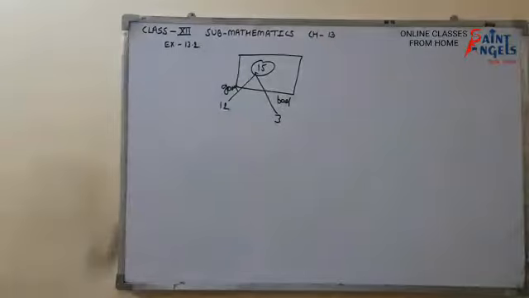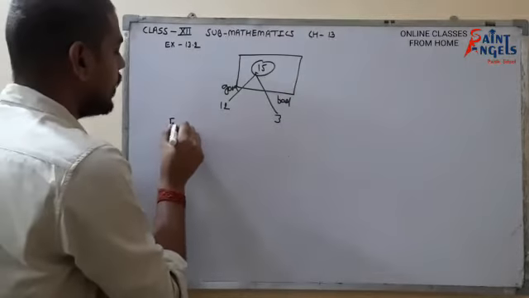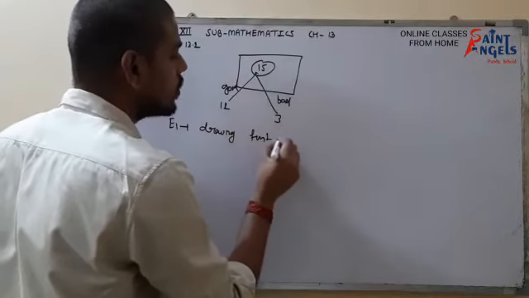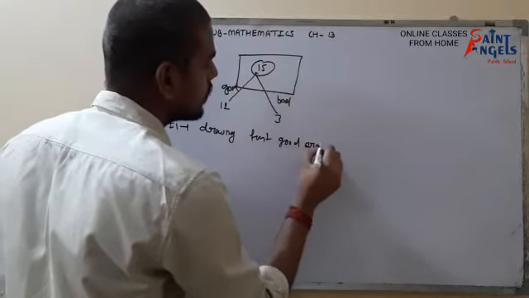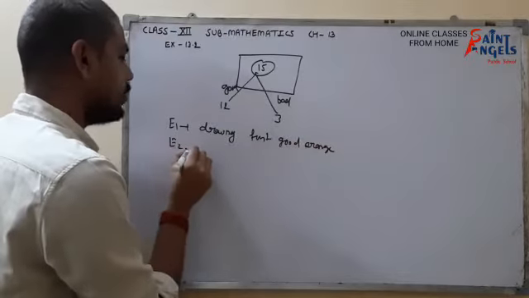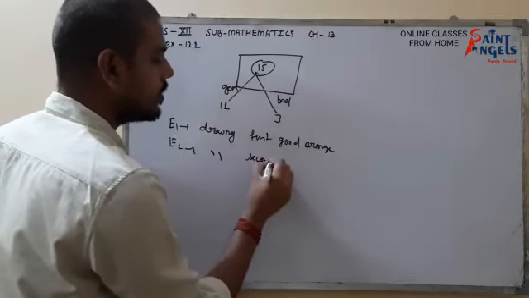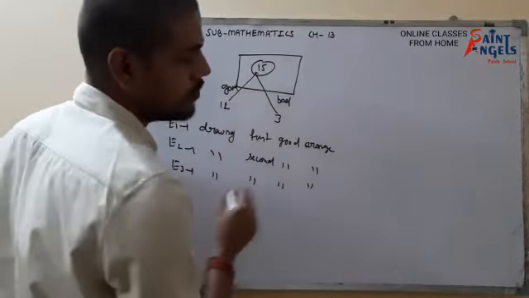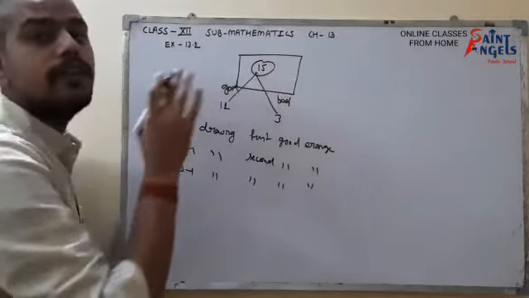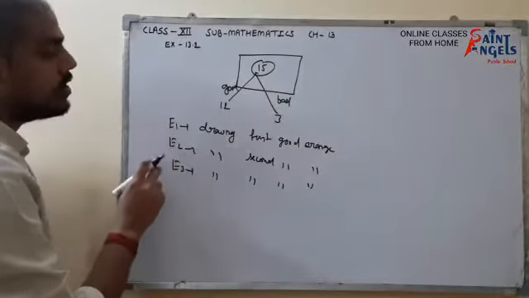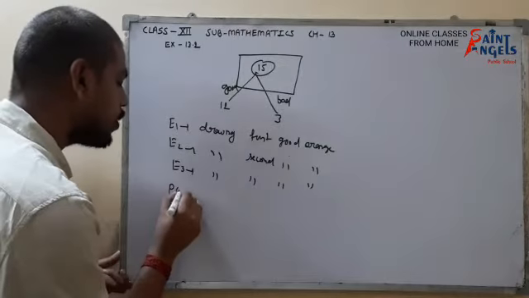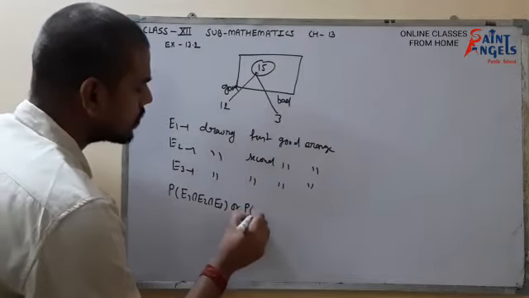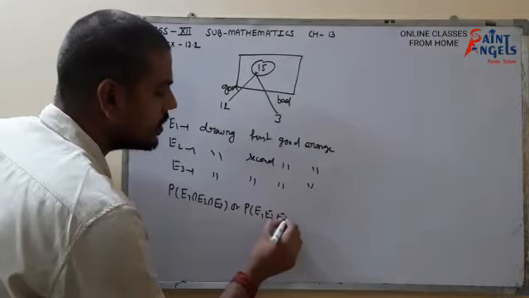Okay, so now let E1 be the event of drawing the first good orange. Now E2 is drawing the second good orange, and E3 is the event of drawing the third good orange. Okay, and this box will be approved for sale when all these 3 oranges are good. So actually we have to find the probability of E1 intersection E2 intersection E3, or P(E1 E2 E3).